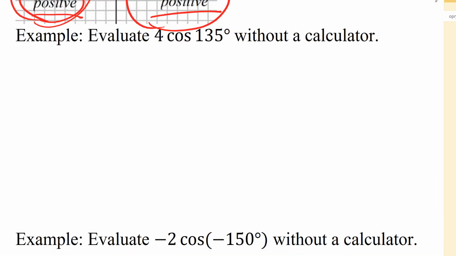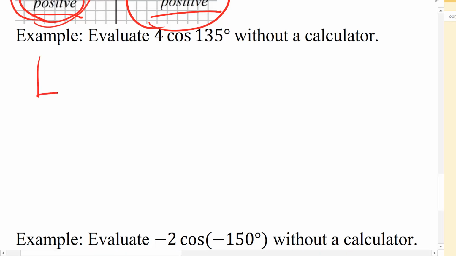So if you want to evaluate cosine 135, the first thing you need to do is make sure that you know the ratios for your 45, 45, 90 triangle and your 30, 60, 90 triangle, which I was shocked and appalled to see that some of you did not know these ratios. You have to know this. This is absolutely necessary for this course.